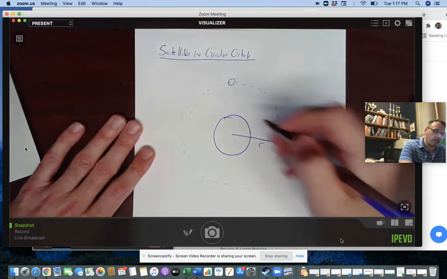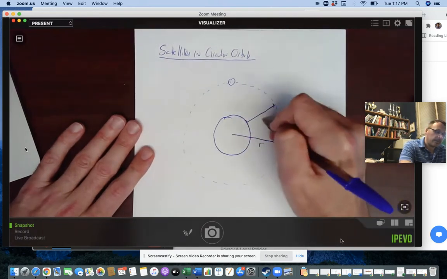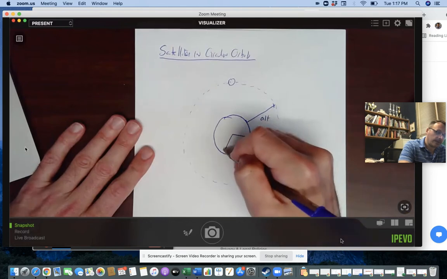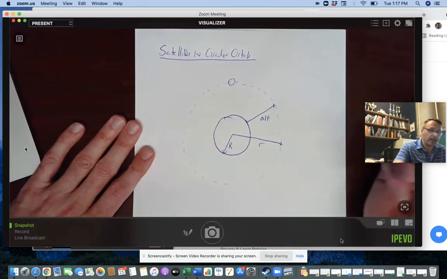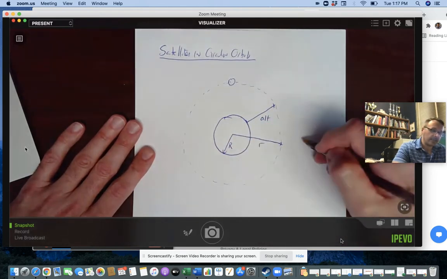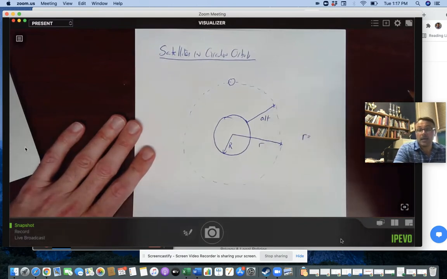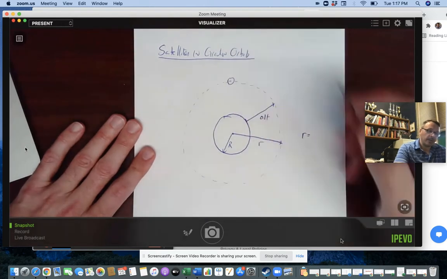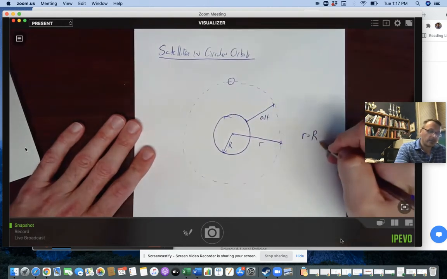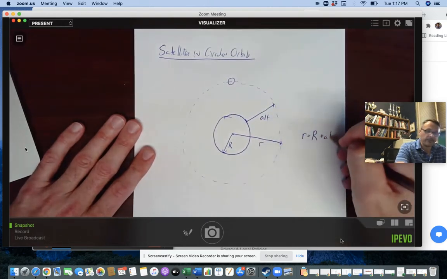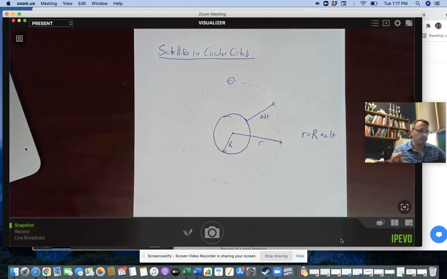And just to bring up a couple of things, as I said before, this is the altitude. Here's the radius of the planet. We tend to use capital R for that. So in this case, little r, which is the orbital radius, because remember it's from center to center, is going to be equal to the radius of the thing at the center plus the altitude. So that's just something that pops up every once in a while.